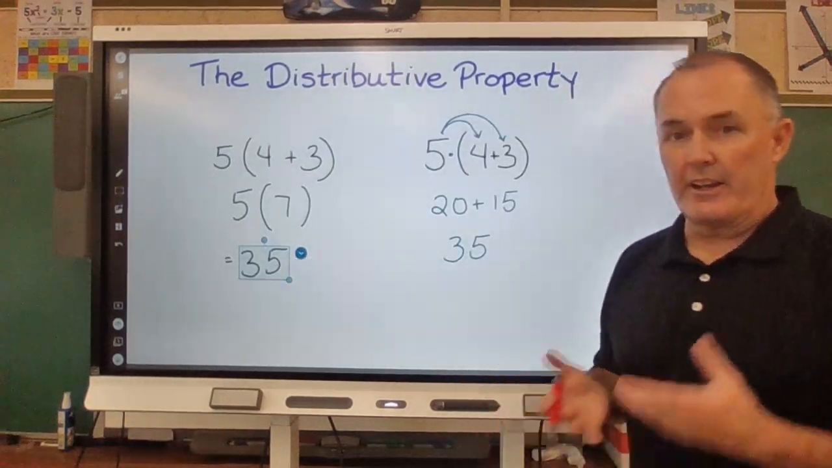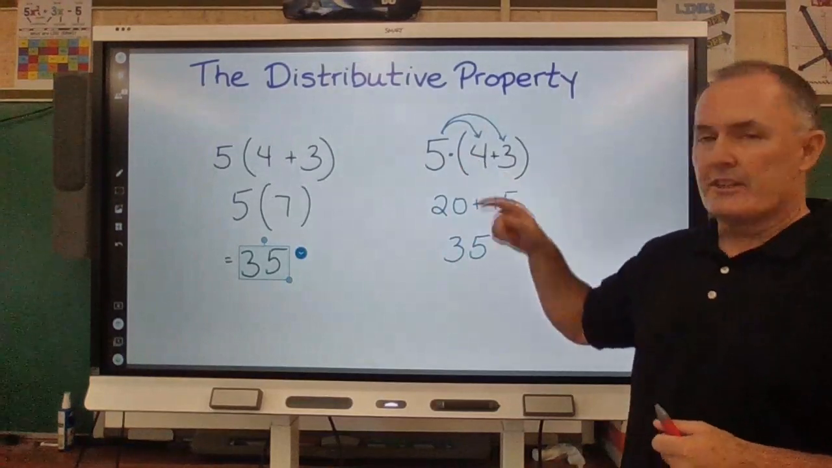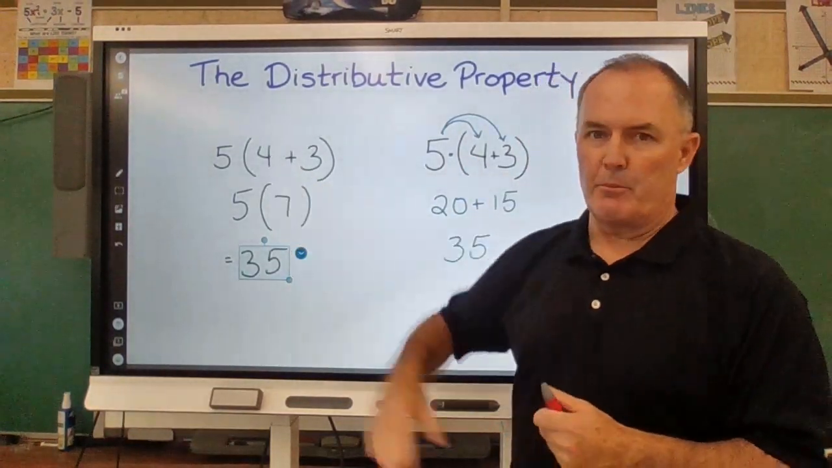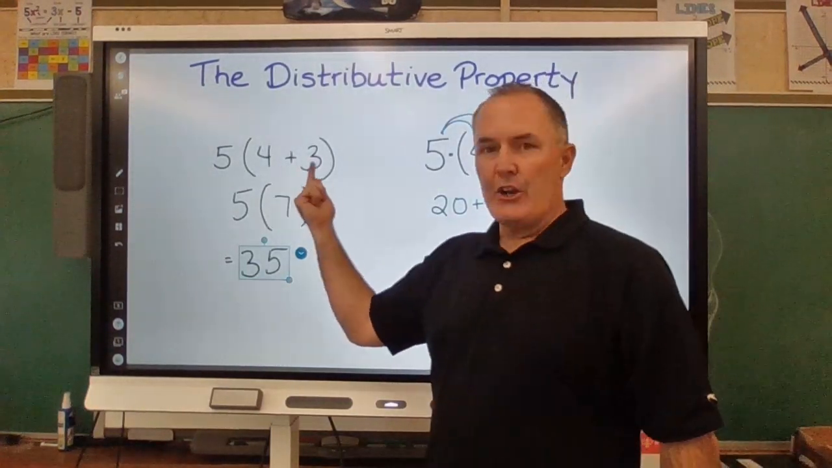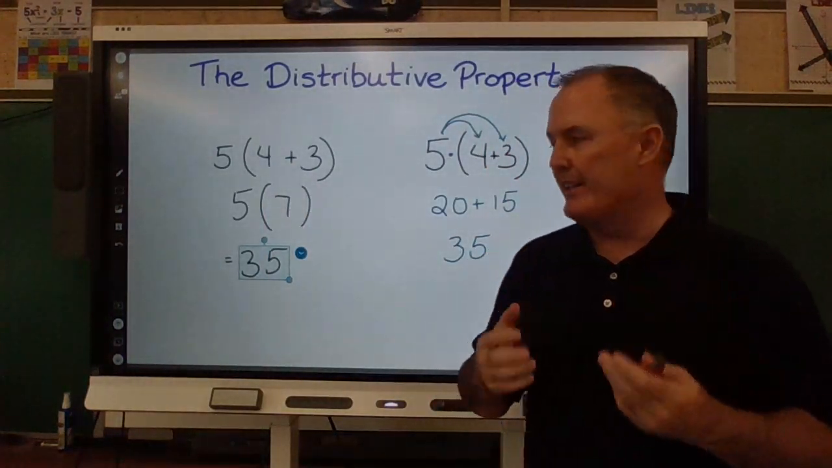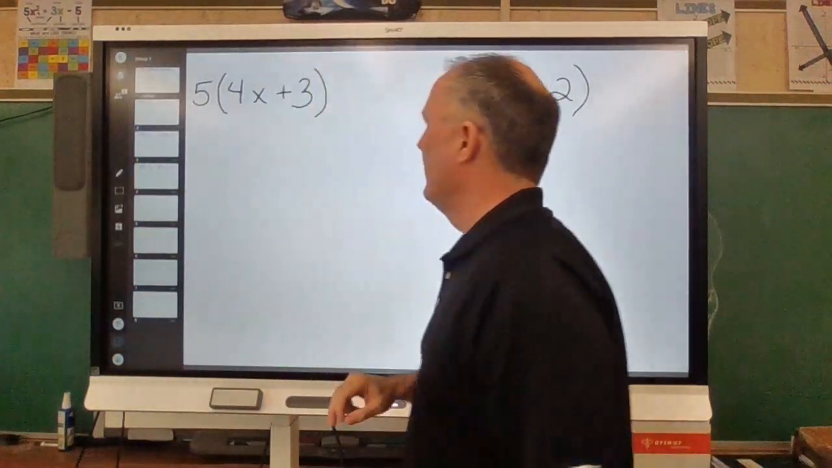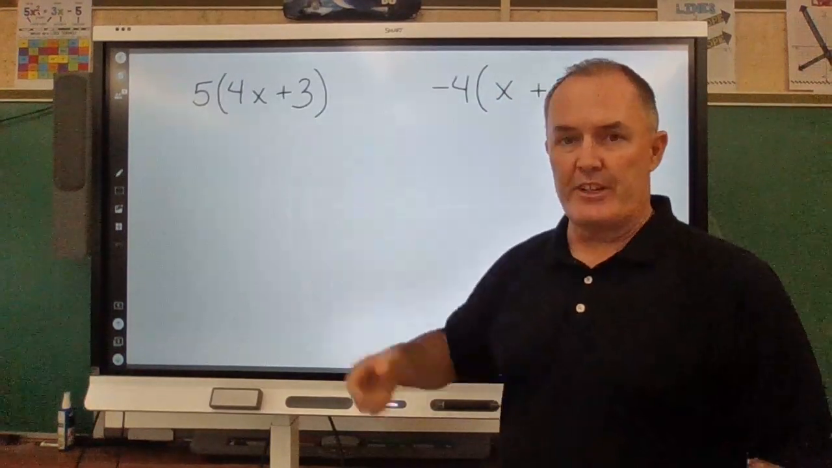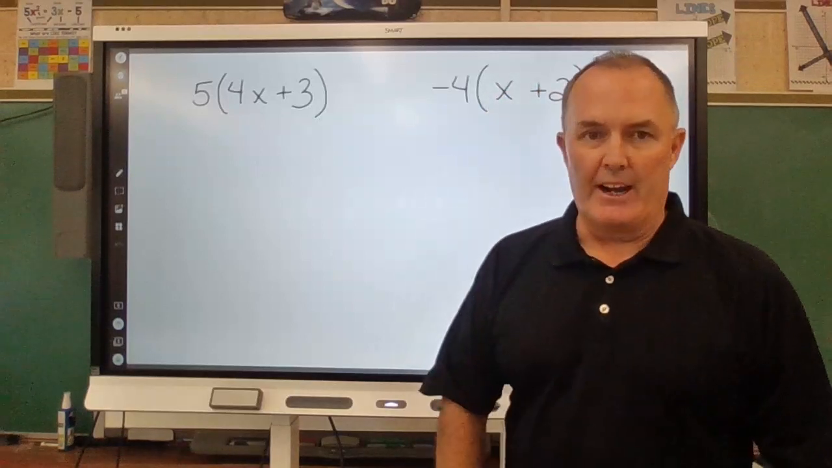So either way, you're going to get 35, whether you follow the order of operations or you use the distributive property. Now, why would you actually use this? Why wouldn't you just keep it simple with the order of operations? Because sometimes you're not going to be able to combine what's on the inside of the parentheses. They might be two different terms. So, here we have two different expressions where on the inside, we can't combine them.